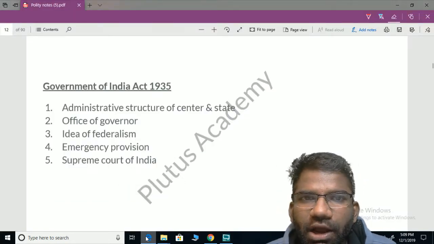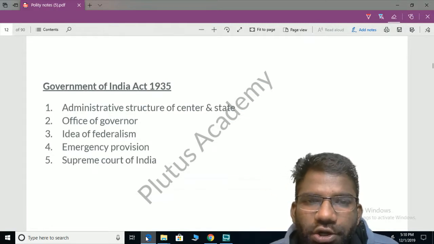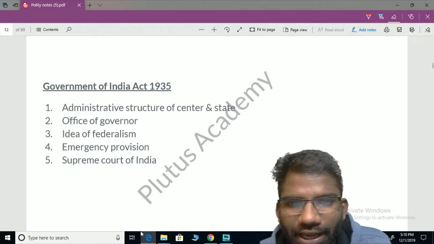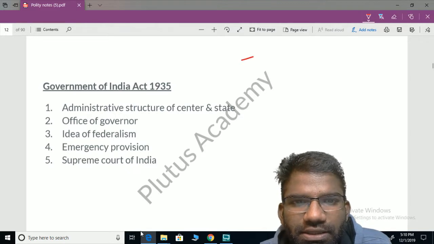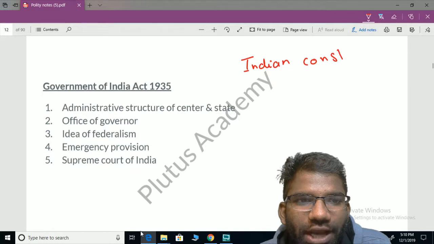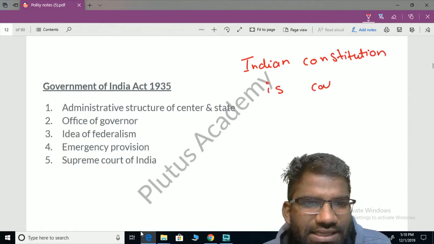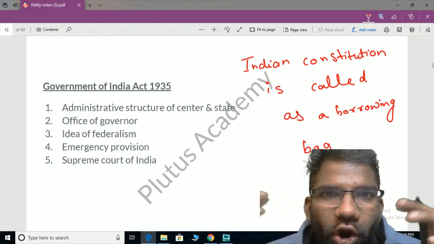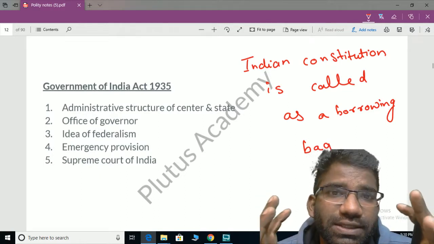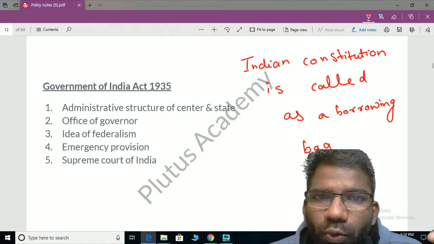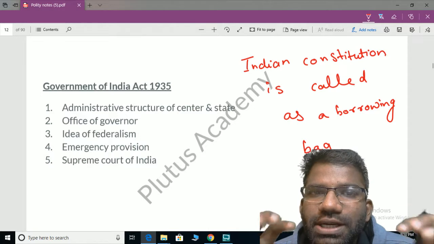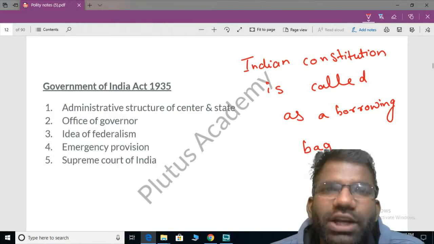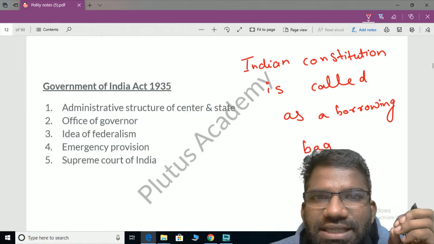Hi friends, in this class of Indian polity, we will discuss how the Indian Constitution has been framed by taking various aspects from different constitutions of the world. The Indian Constitution is called a borrowing bag. Now, why is the Indian Constitution called a borrowing bag is a very important question. The answer is that our constitutional makers, the people in the Constituent Assembly, referred to various constitutions across the globe before taking various provisions from them and putting those provisions into the Indian Constitution. That is why the Constitution of India is called the borrowing bag.